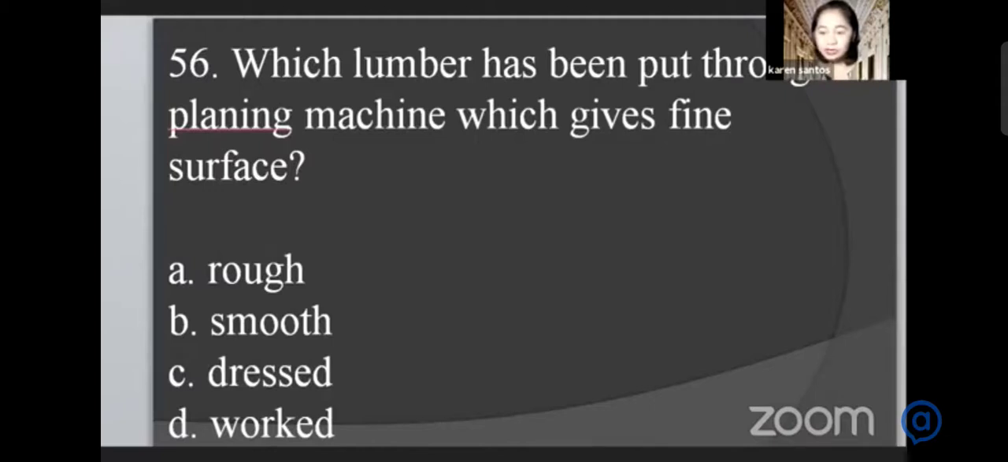What is the correct answer? Is it letter A or letter C? Okay, so I already mentioned it a while ago. The correct answer is letter C, which is dressed. It is also called surface lumber. Again, it has been jointed and planed after it has been dried. So that's why the correct answer is letter C, dressed or surface lumber.